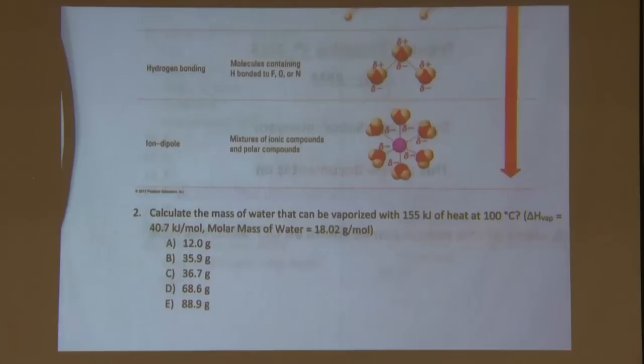So for the next question, calculate the mass of water that can be vaporized with 150 kilojoules of heat at 100 degrees Celsius. So we're trying to find the mass of water that can be vaporized. And we're given a bunch of numbers. So it's clear we're going to have to use some kind of equation or formula. Any thoughts on which one?